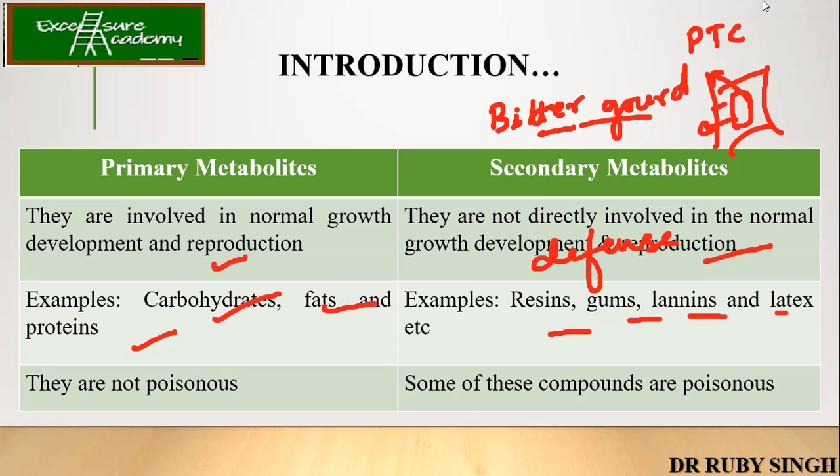Not sure, but yeah. So the primary metabolites are not poisonous, since they are involved in the normal growth and reproduction of the plant.